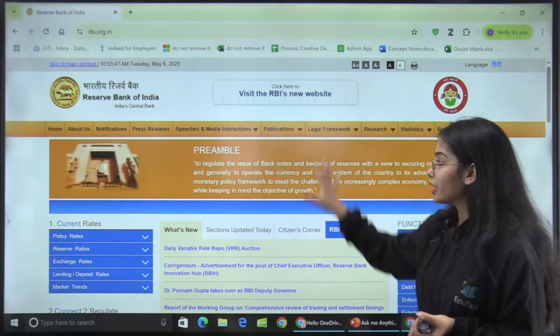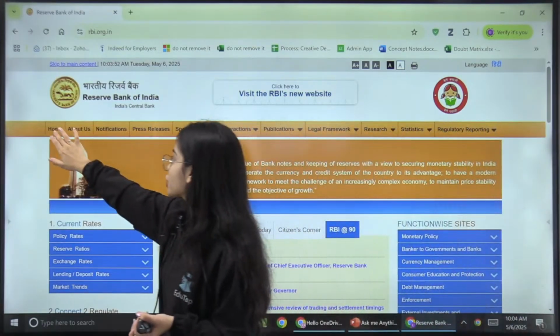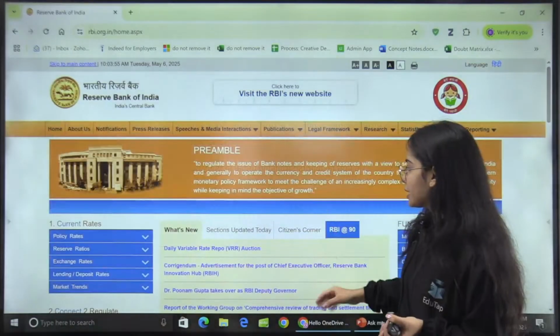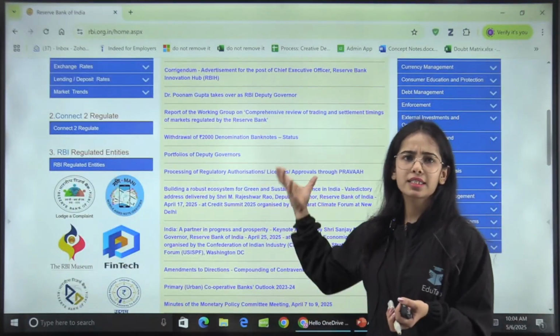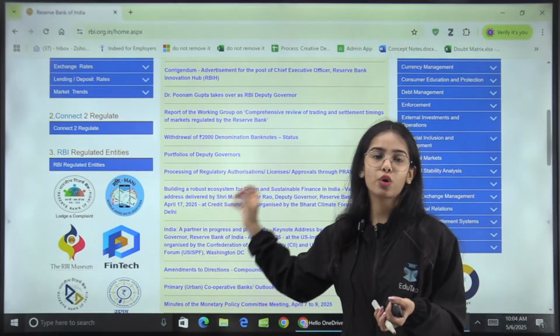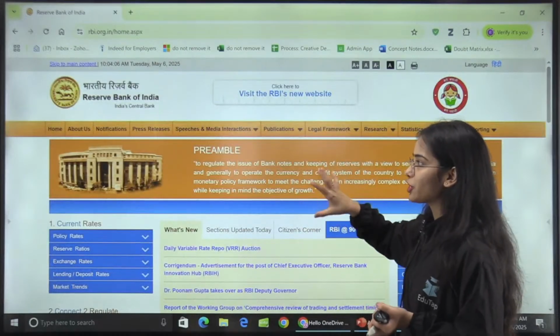Okay. So here you can see that this is the home page. Here first in the home section, you can see the recent decisions that have been taken by the Reserve Bank of India, and this is usually the culmination of the notifications, like it includes notifications, press releases, speeches, and so on.